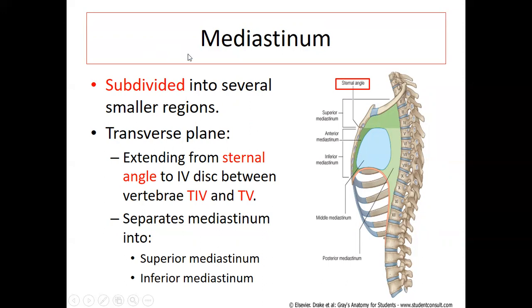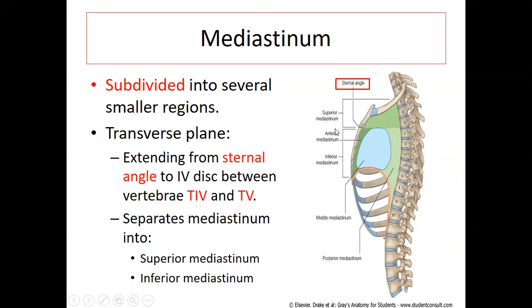How do we divide the mediastinum? We draw a transverse plane. If you see here, this is the transverse plane. It extends from the sternal angle, in front here, to the intervertebral disc. You can see the blue color line here. It is actually the intervertebral disc between thoracic vertebra number 4 and number 5. So we draw a line here, a transverse plane, and that is how we divide the mediastinum.